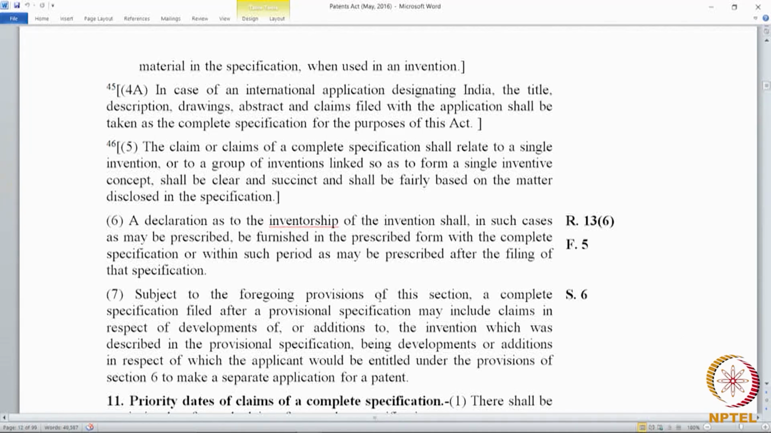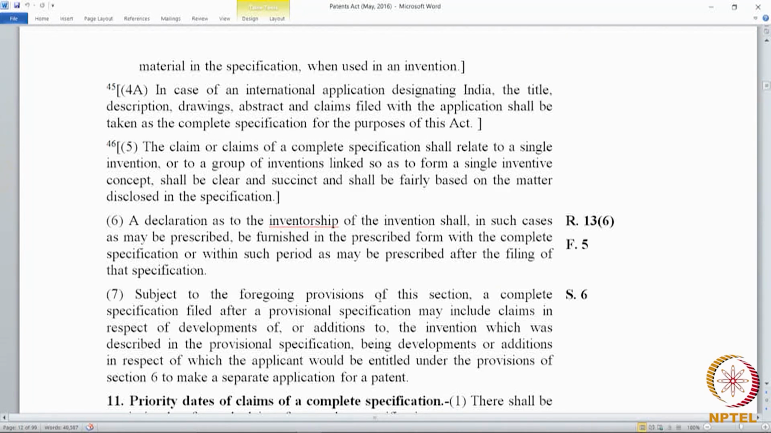Subsection 5 of 10 states that the claim or claims of a complete specification shall relate to a single invention. We had seen this in section 7, that there is a cross reference to section 7 which tells us that an application can be only for a single invention. So there can only be one invention. So this reiterates that the claim, or the group of claims, shall relate to a single invention or a group of inventions linked so as to form a single inventive concept. So this is called the unity of invention.